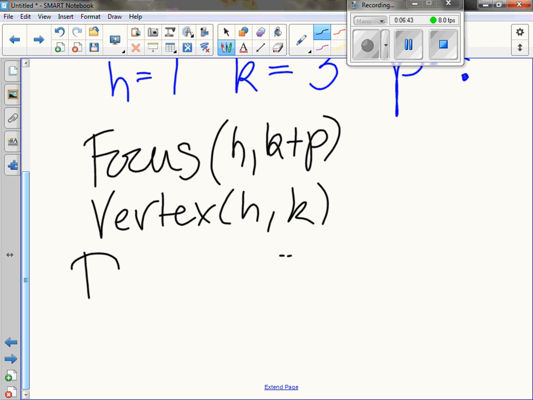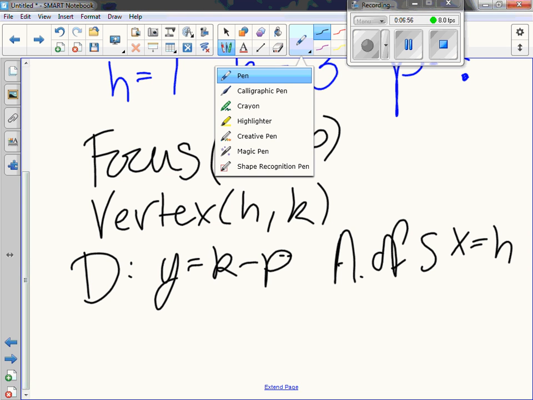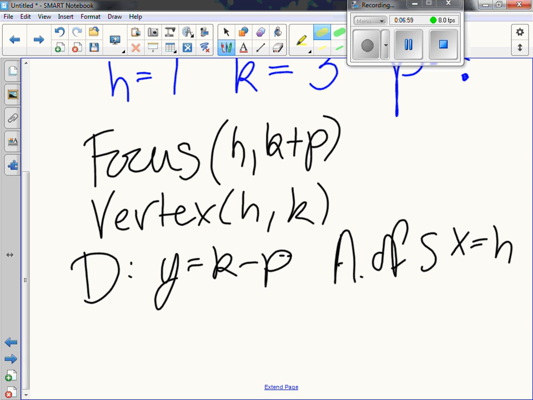The directrix is y equals k minus p. An axis of symmetry is x equals h. Now, as we look at these here, I'm going to get my highlighter. Well, I know this value, and I know this one. But I don't know what p is. We have a good guess. We have an idea. I think we've pretty much found it. We know these two here. I know this one. And I know this one here, yes? Well, just looking at the equation, it gave me everything so far, didn't it?